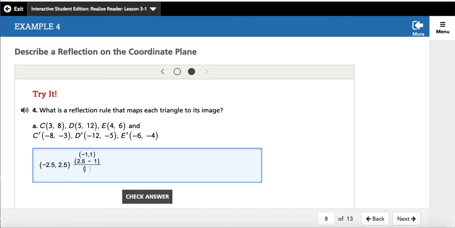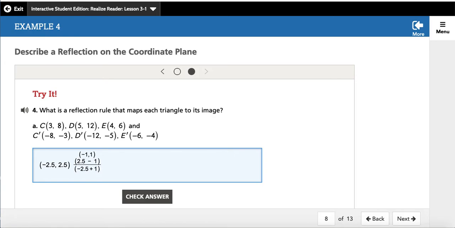Carrying on, I need to subtract the x values. Now I started with this one here, right? So that means I need to start here. 2.5 minus, wow, I'm making mistakes all over the place. Negative 2.5 minus negative 1. Now minus negative 1 is the same thing as plus 1.